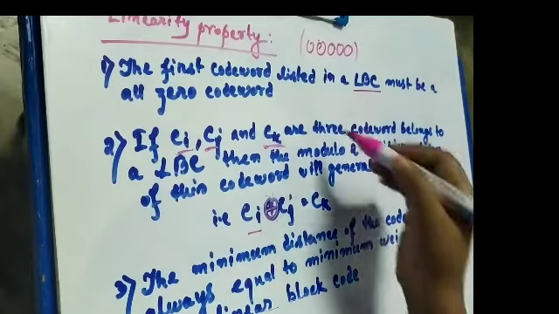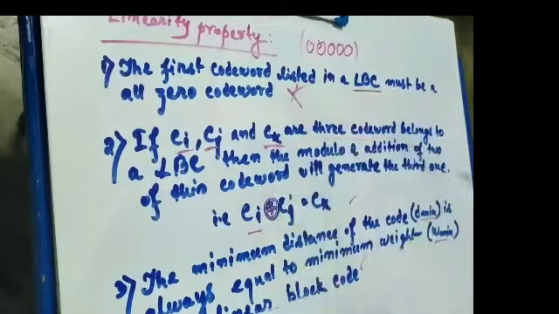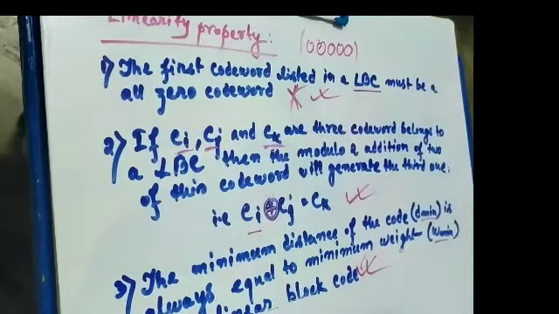That means suppose these two conditions are satisfied, but this condition is not satisfied by a code, then we cannot say this is a linear block code. We can say a code is a linear block code only if all three conditions are satisfied.